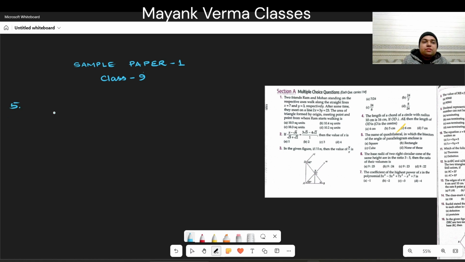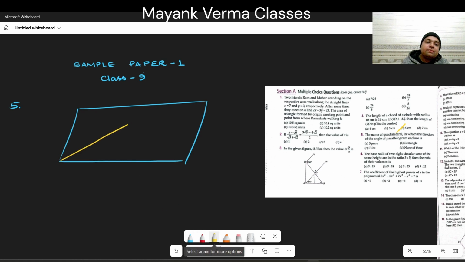In question 5th, it says the name of a quadrilateral enclosed by the bisectors of all angles of a parallelogram is. So always remember, if we see a parallelogram and the angle bisectors meeting at the center, if we see carefully, what shape it will make.